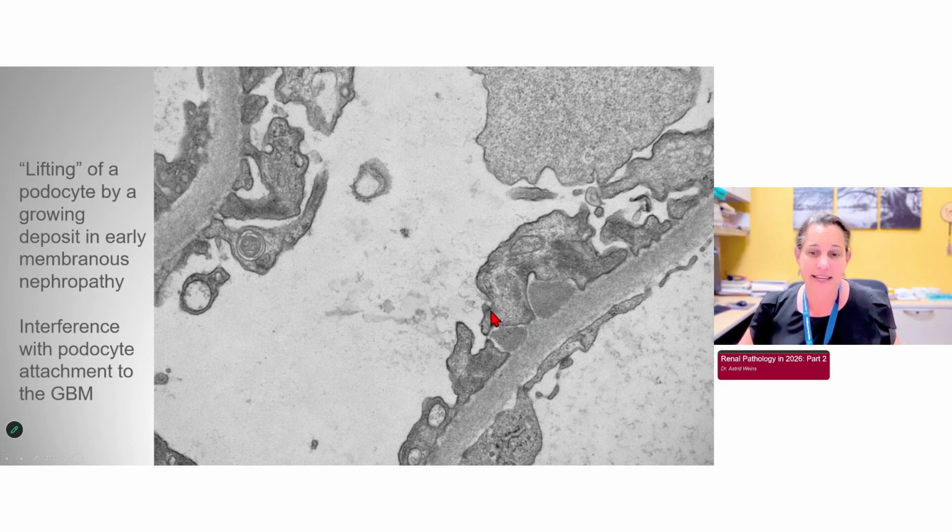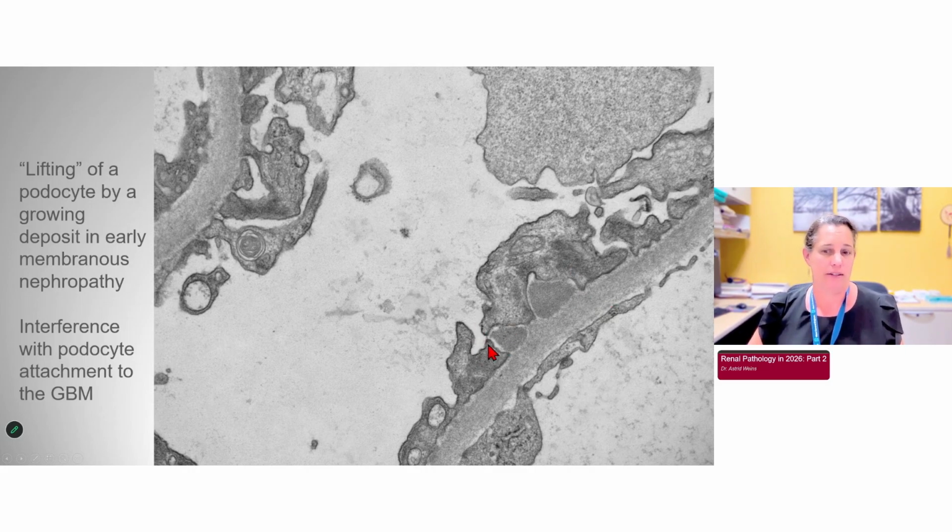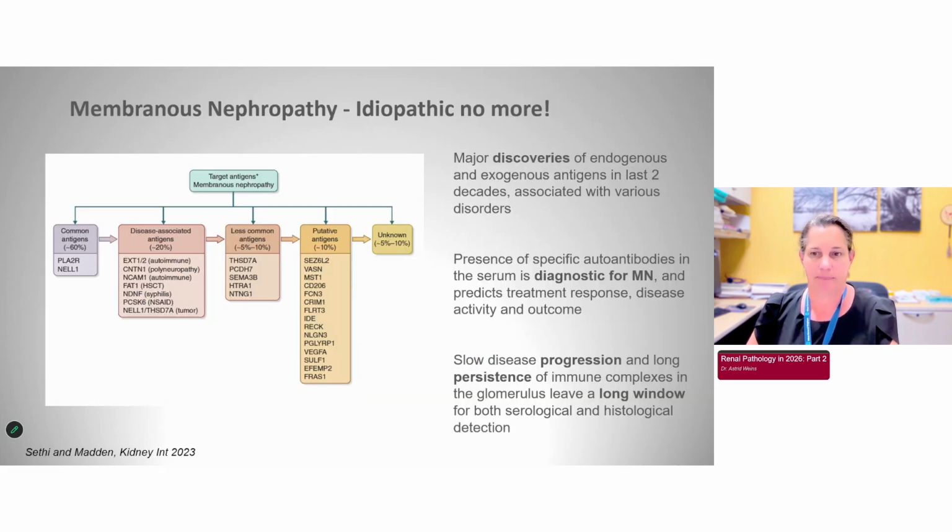But you can see how this happens, how this is peeled off. And at the same time, you see an intact slit diaphragm just right above this. So this is not attacking the slit diaphragm directly. This is really just building up, peeling the podocytes away from the GBM. This is a mechanical problem more so than a functional interference with this particular complex.